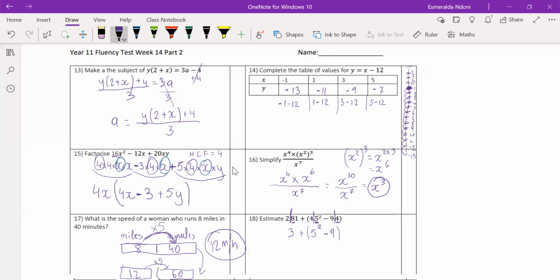Now you can calculate. Don't forget BIDMAS. So 5 squared is 25. Take away 9. Brackets first, always. 25 take away the 9 is 16. And the 3 together would give you a 19. And that will be the answer for that question.